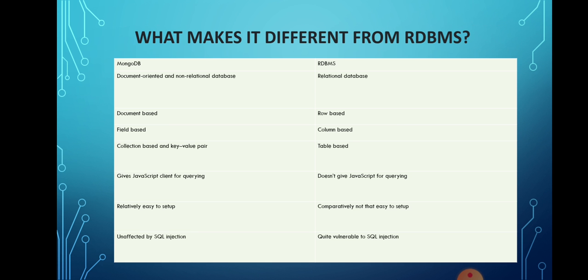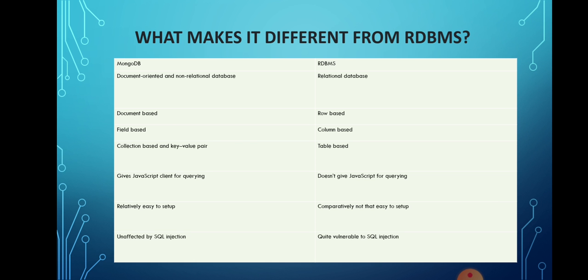Now we will discuss the difference between MongoDB and RDBMS, that means relational database management system. First difference is MongoDB is a document oriented and non-relational database while RDBMS is a relational database. MongoDB is document based and RDBMS is row based.